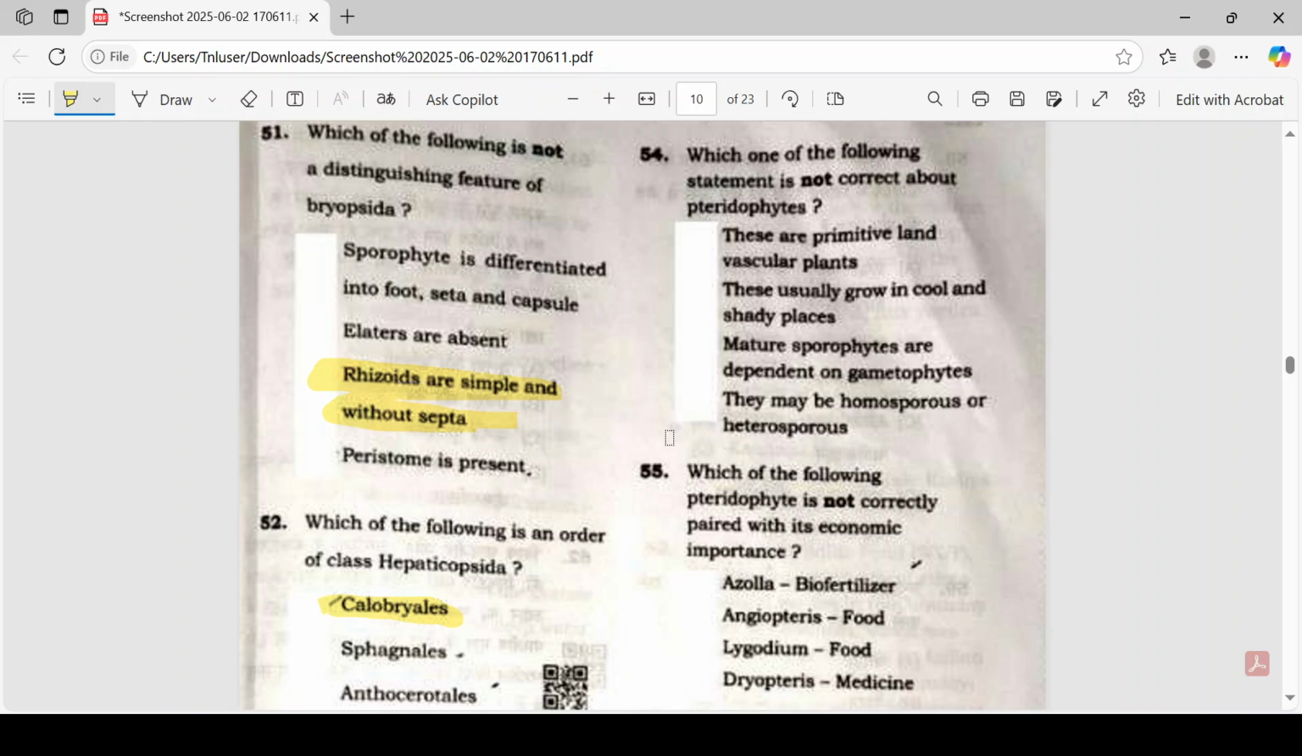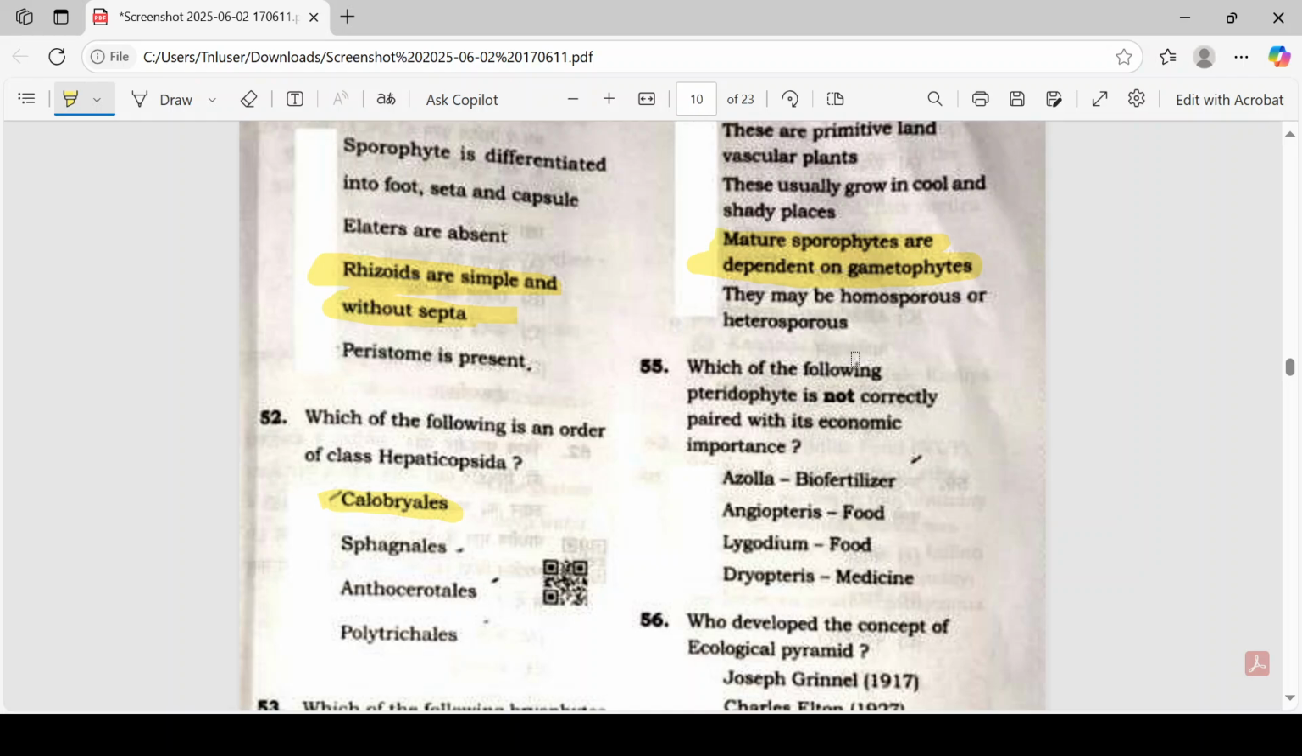Let's now discuss question number 54. Which of the following statement is not correct about pteridophytes? So yeah, the correct answer over here will be option number C. Mature sporophytes are dependent on gametophyte. No, they are independent. So yes, the statement is incorrect, and the correct answer here will be option number C.